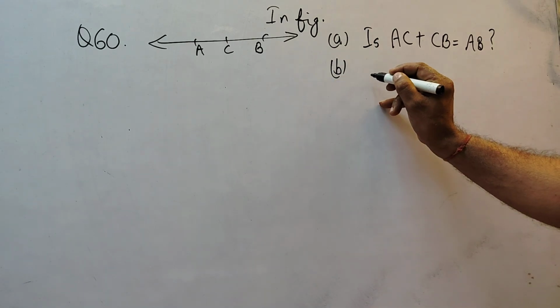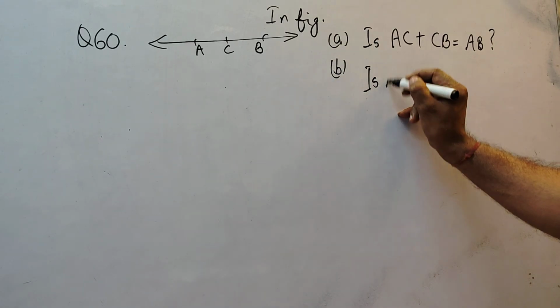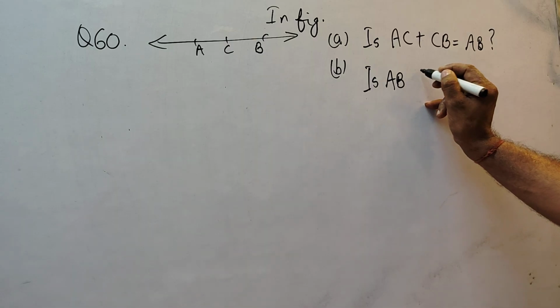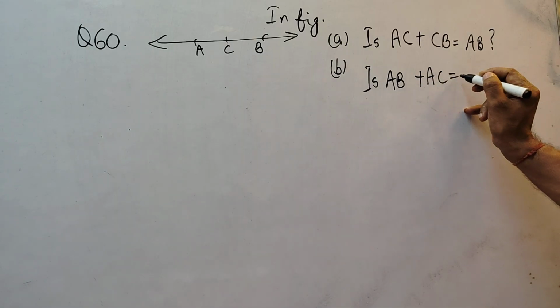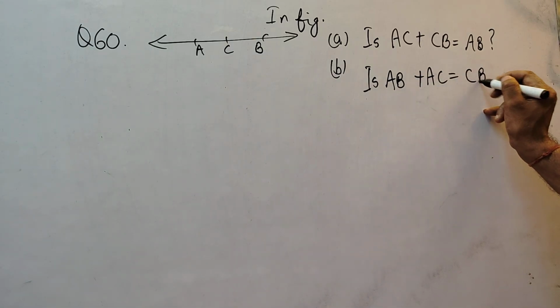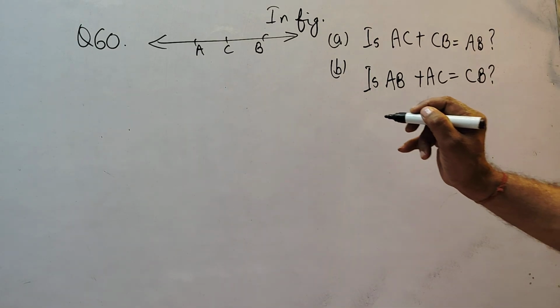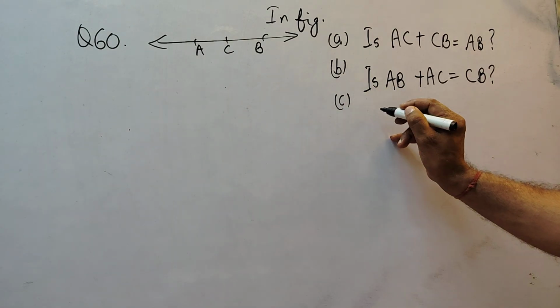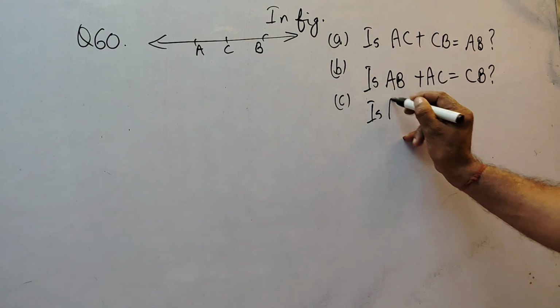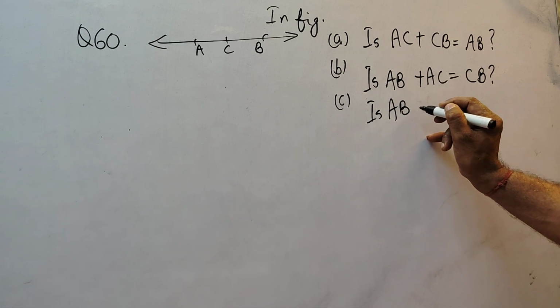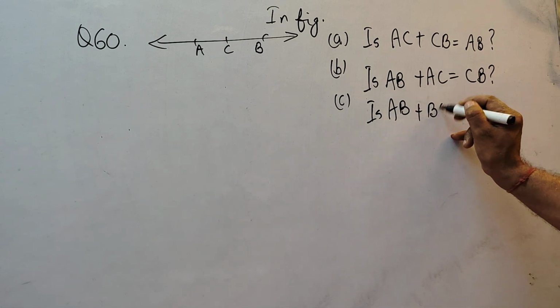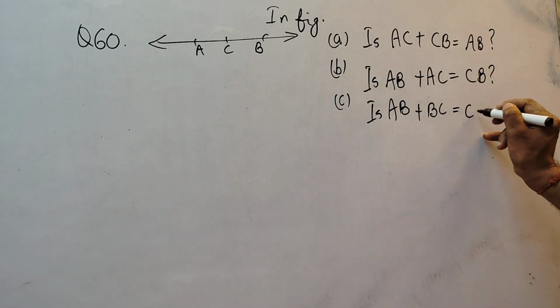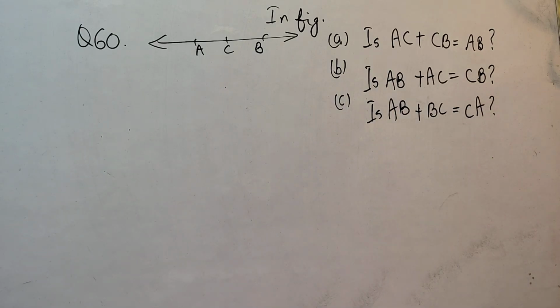Second part is: is AB plus AC equal to CB? Third part is: is AB plus BC equal to CA? So there are three parts in this question number 60.